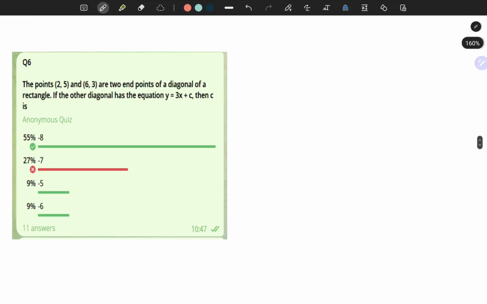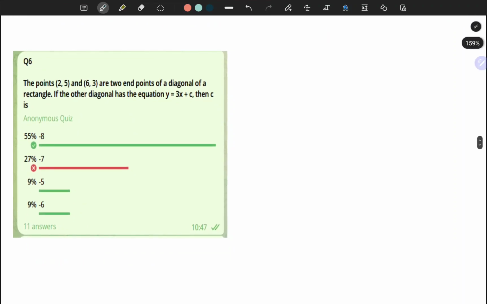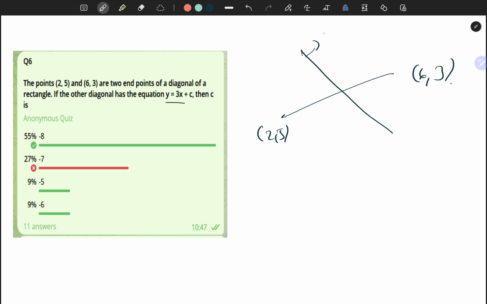This is again a good one if you know the properties. It is given that the points (2, 5) and (6, 3) are two endpoints of a diagonal of a rectangle, and the other diagonal has this equation. So this is the other diagonal and the equation of this is y equals 3x plus c.